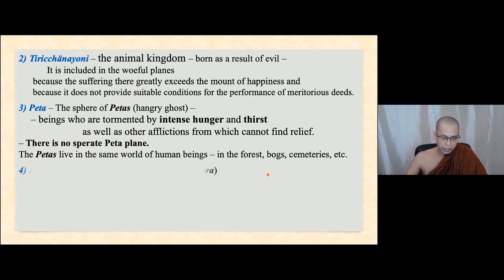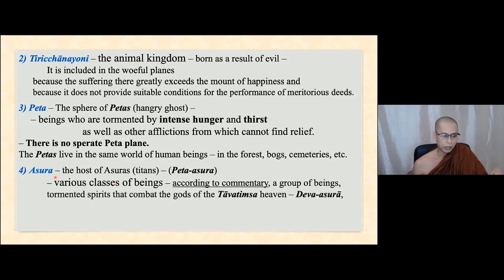And another type is Asurakaya. They are translated as the Titans. And also Peta Asuras, they are in suffering because, as the name of the apaya, their life is full of suffering for the Peta Asura. And Asura is in the apaya realm.